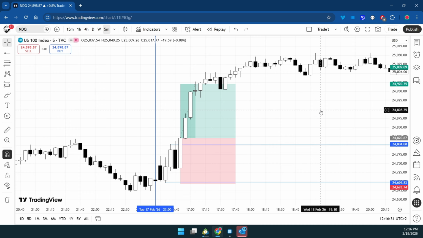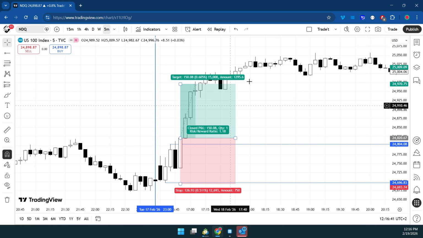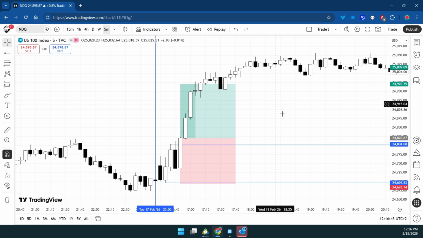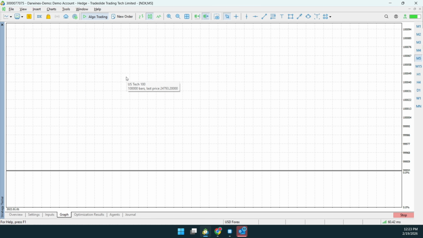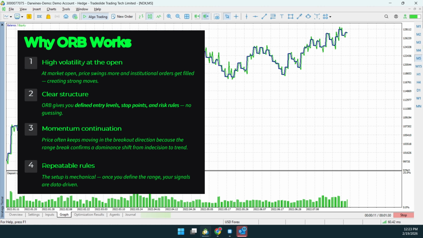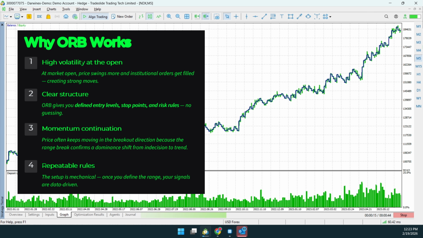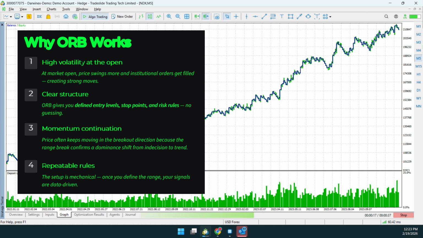It's when price closes above the high or below the low of the opening range. The breakout is essentially telling you that the market participants have chosen a direction after the indecision of the open, and momentum is starting to build during this session. So, why will ORB be a winning strategy for the long term? First, the volatility at open. At market open, price swings more, and institutional orders get filled, creating a strong move.